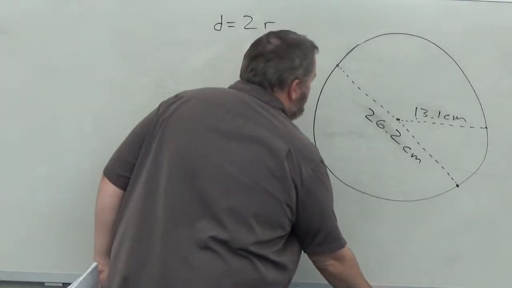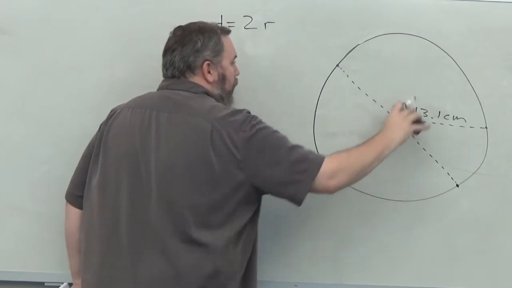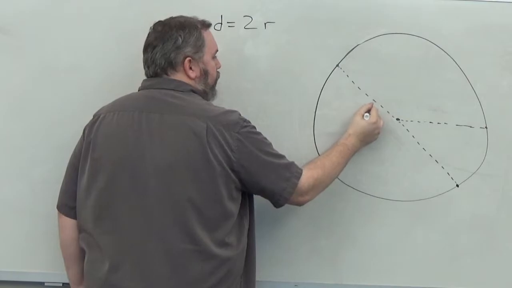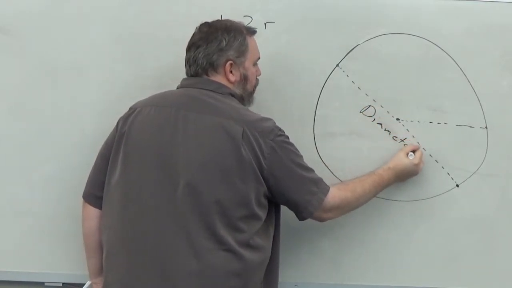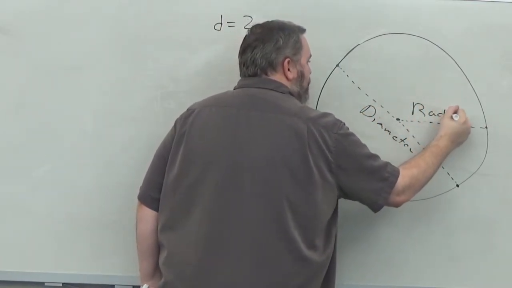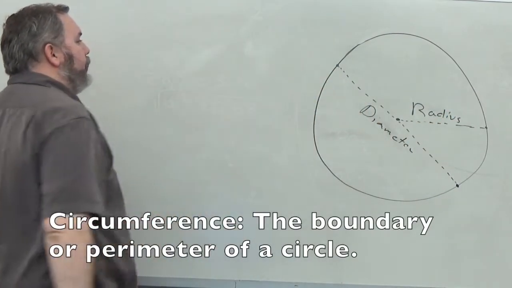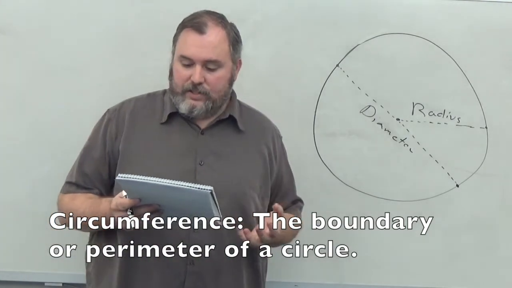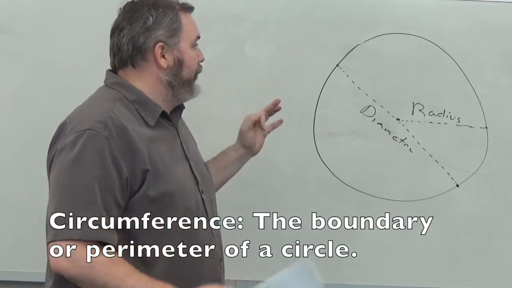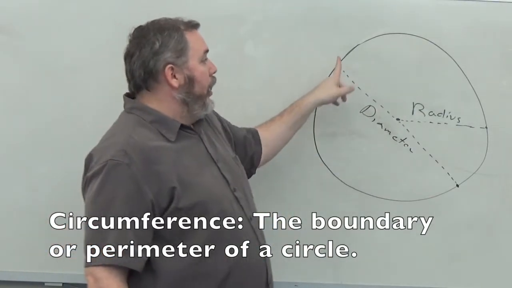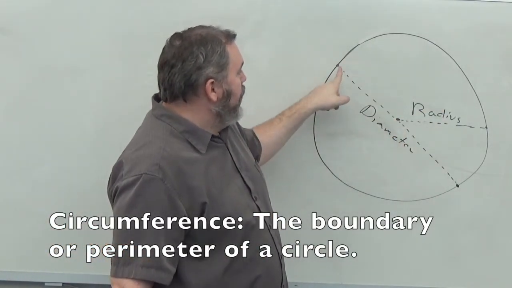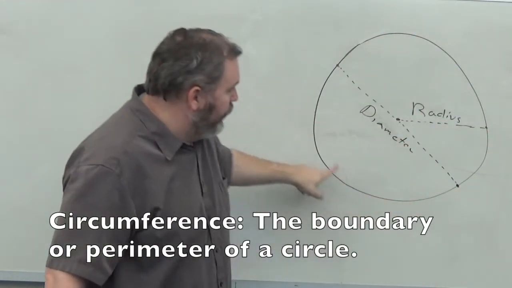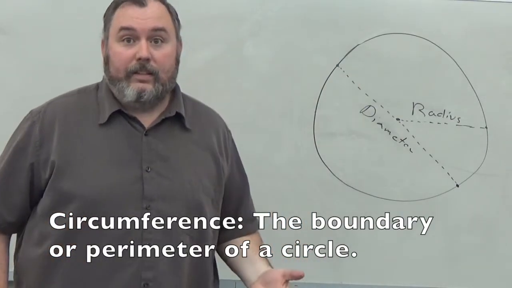All right? The next thing that I want to talk about is circumference. So let's put this information back up here. So we have our diameter, our radius, and now let's talk about our circumference. The circumference says this: it's the boundary or perimeter of a circle. It's calculated by a couple of equations. So basically think of it this way. We know what a radius is, there's our diameter. The circumference is going all the way around the circle. All right, and we can calculate it with different types of equations.